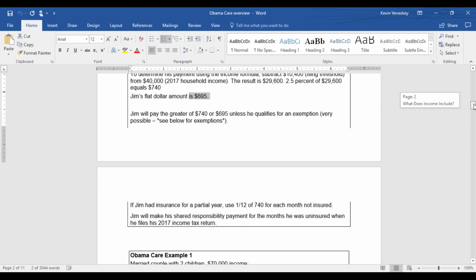Now, if you're somebody that had insurance for half the year, then you don't have to pay the full amount. You only have to pay for the number of months that you actually did not have insurance. So if you didn't have insurance for 6 of the 12 months, then you would only have to pay half of the $740.